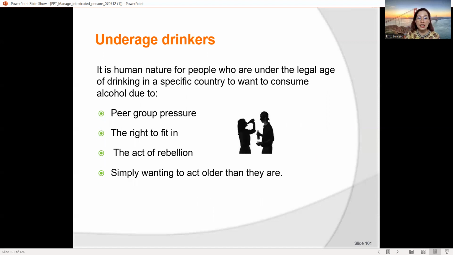Underage drinkers. It is human nature for people who are under the legal age of drinking in a specific country to want to consume alcohol due to the following: peer group pressure, the urge to fit in, the act of rebellion, simply wanting to act older than they are. So that's why we need to be observant if that is an underage drinker.